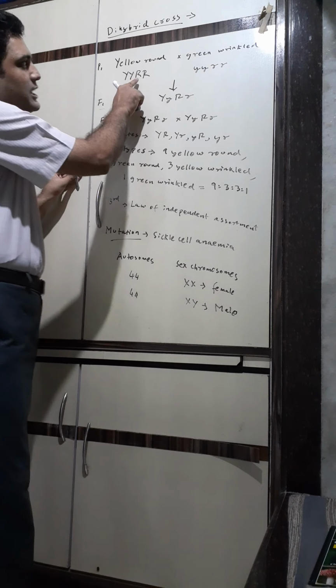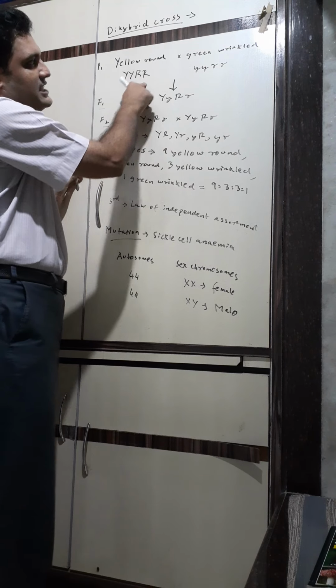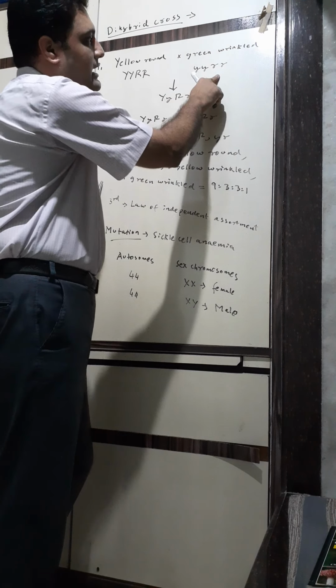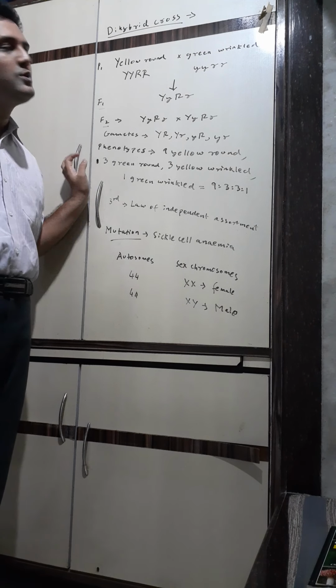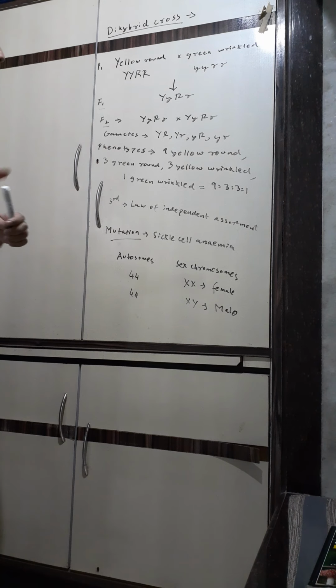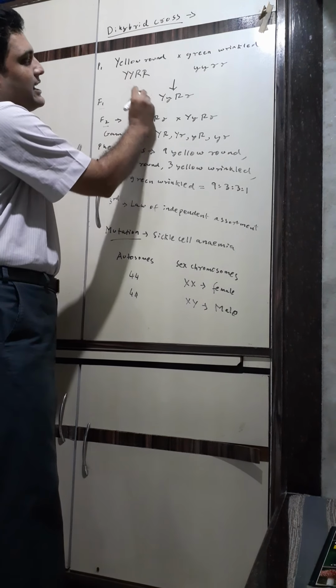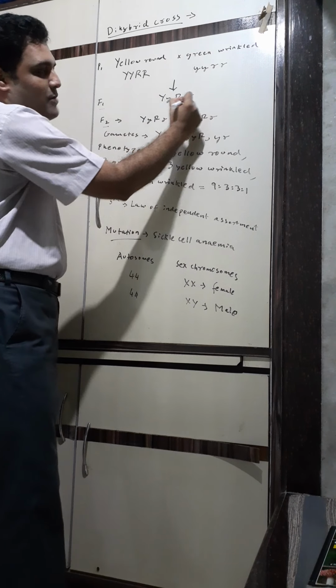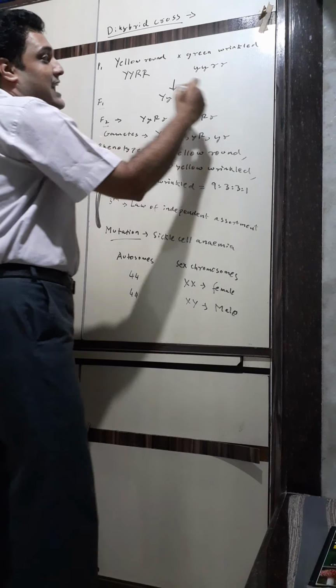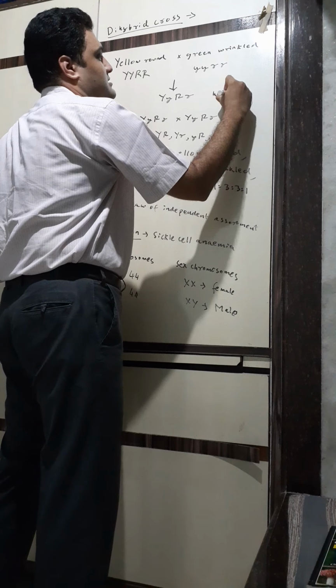When he crossed a pea plant having yellow round seeds with another pea plant having green wrinkled seeds, in the F1 generation he found all the plants to have yellow round seeds. Now see children, it got the big Y gene, it got the small y gene. It got the big R gene, it got the small r gene. So this is heterozygous.